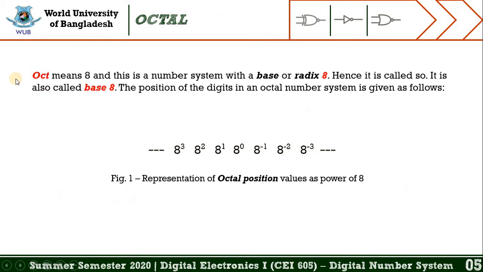Well, from this slide we came to know what is octal. So let's begin. Oct means 8. And this is a number system with a base or radix 8. Hence it is called so. It is also called base 8. The position of the digits in an octal number system is given as follows. And this figure represents the octal position values as power of 8. So let's move into the next slide.